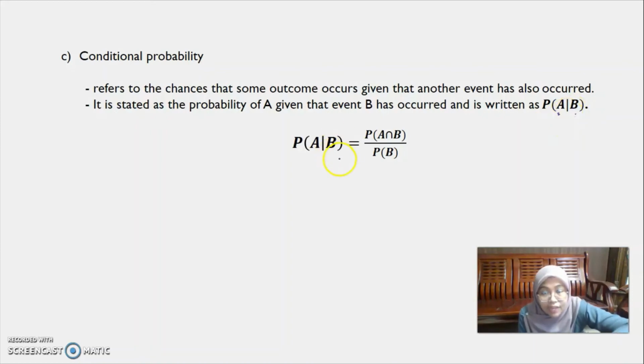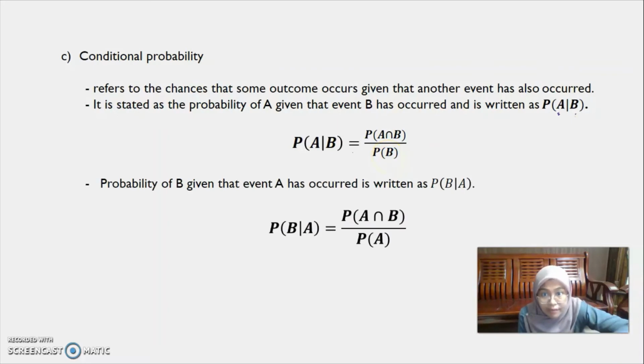To find the value of this conditional probability A given B, the formula is the probability of A intersect B, the probability of A and B, divided by the probability of B. The other way around, if we want to find the probability of B given that event A has occurred, it is written as probability of B slash A. The formula is the probability of A intersect B divided by the probability of A.